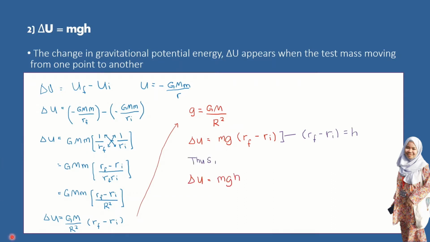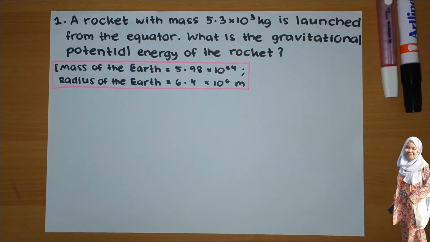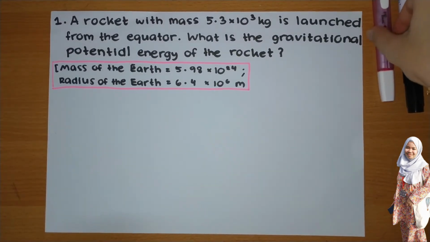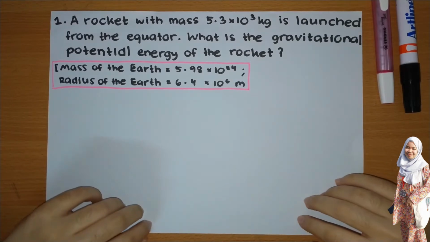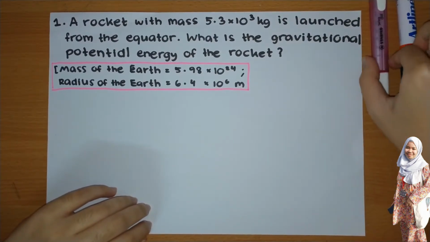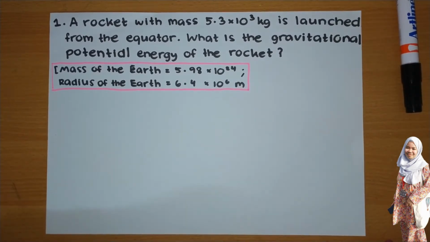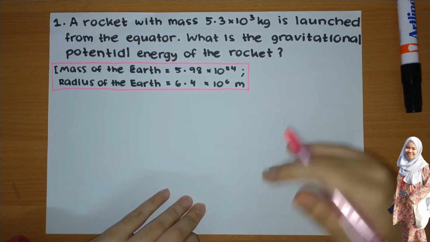Now that we know the basics, let's get into the examples. First example: a rocket with mass 5.3 exponent 3 kg is launched from the equator. What is the gravitational potential energy of the rocket? The question already gives the mass of the Earth, which is 5.98 exponent 24, which can also be written as 6 exponent 24.